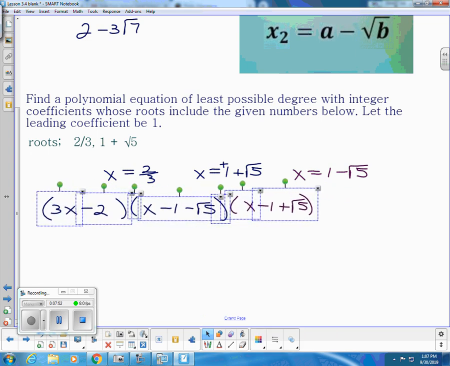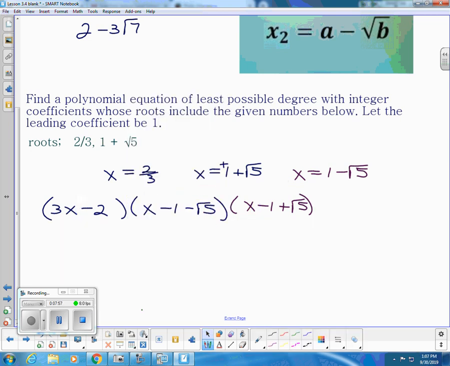So it would be smart to FOIL the conjugates together first. Ignore the guy up front first. So I'm going to get x squared minus x plus x rad 5 for my x. Get negative x plus 1 minus the square root of 5 with my negative 1. Negative x square root of 5 plus square root of 5. What's the square root of 5 times the square root of 5? 5. So those are my two conjugates FOILed together.